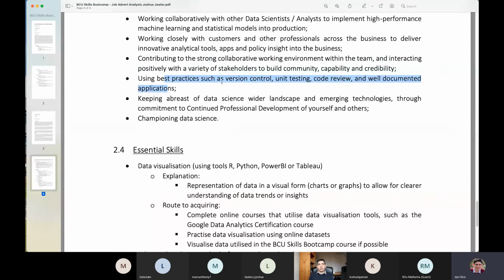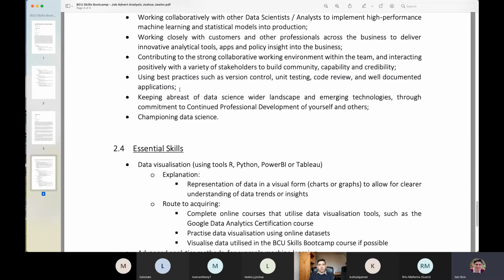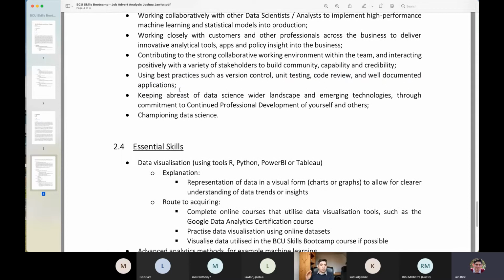Practices like version control, unit testing, code review, and well-documented applications, things that are currently done very badly in machine learning. Machine learning is going through a bit of an upheaval at the moment as an advanced discipline, and people are having to learn in machine learning the same stuff that people from software engineering had to learn 30 years ago. So we're relearning lots of stuff that software engineers and experienced software architects know inside and out.